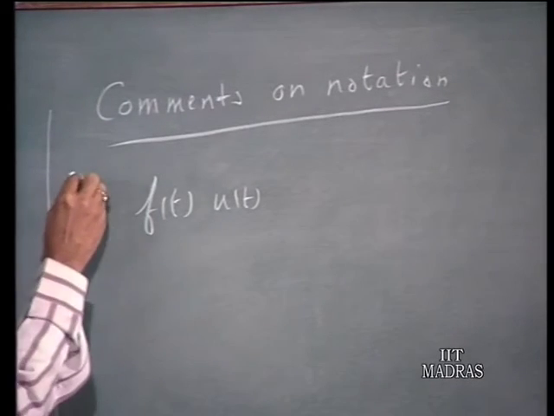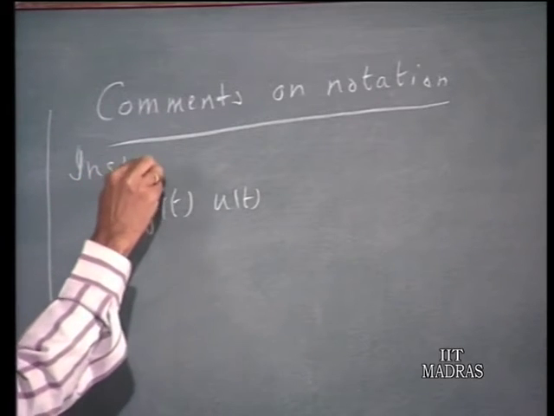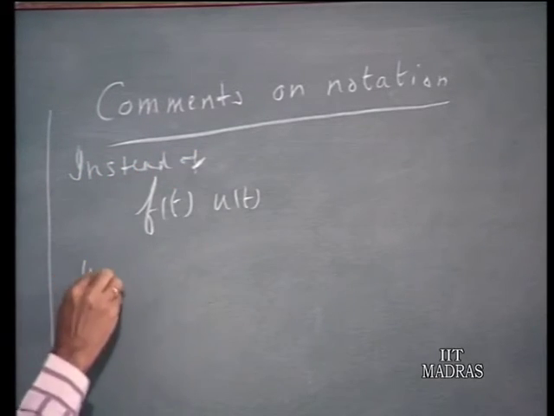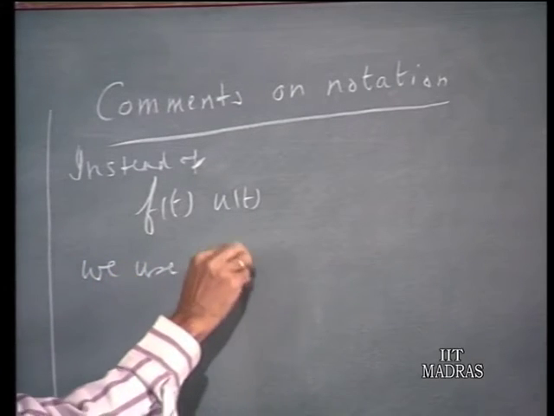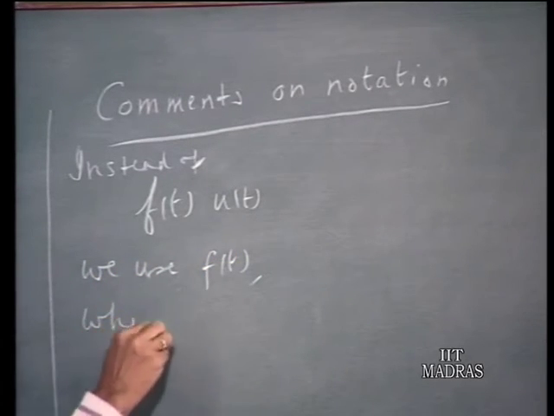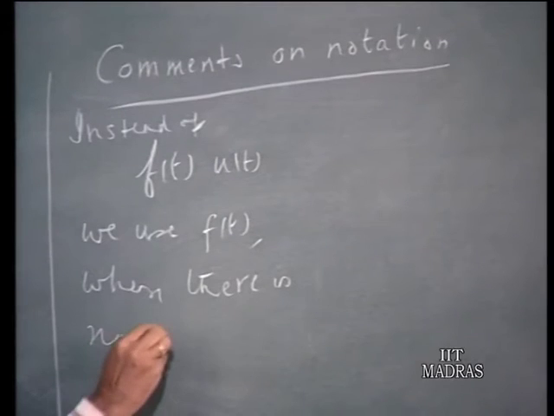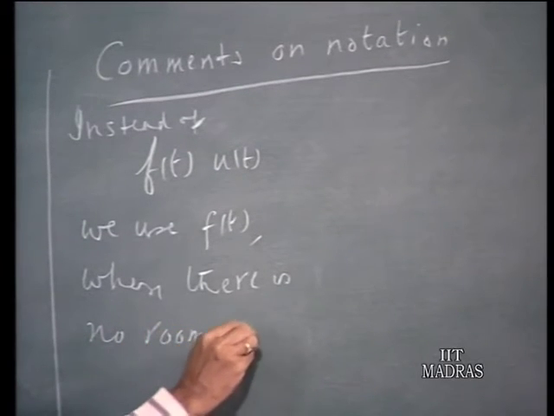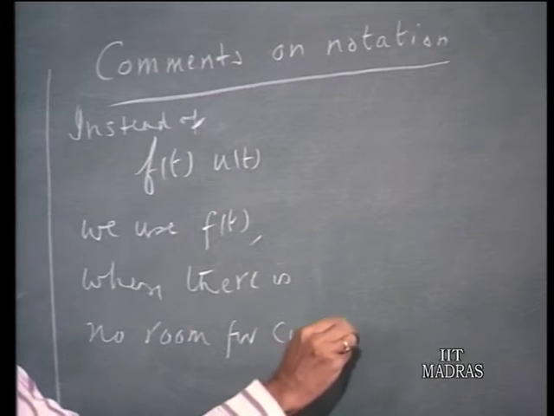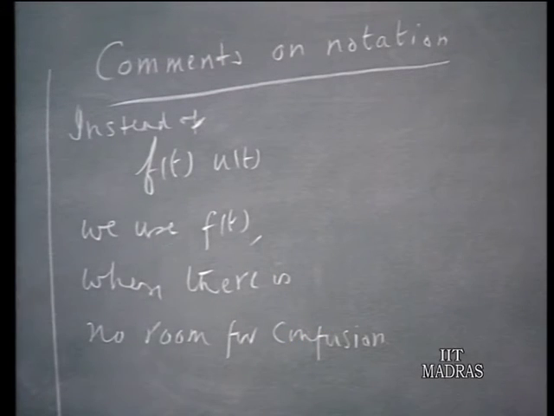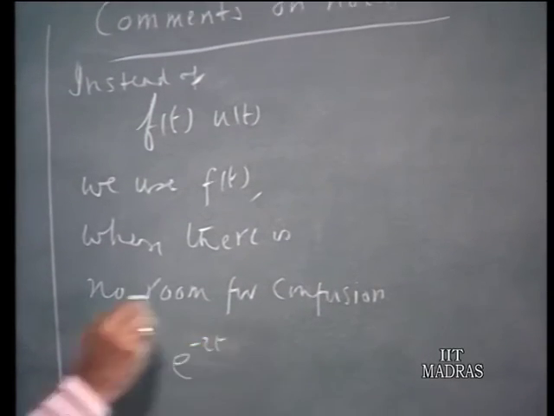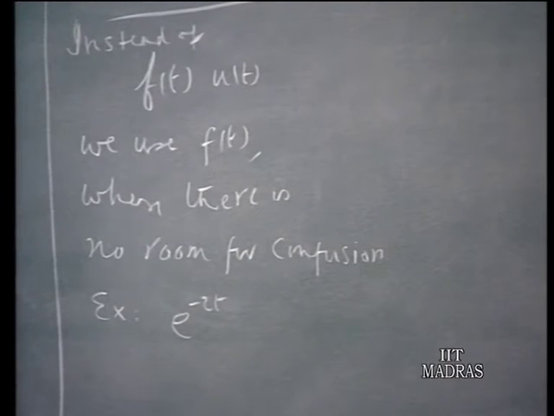Often, instead of f of t u of t, we use simply f of t when there is no room for confusion. In other words, for example, suppose e to the power of minus 2t is f of t, but we can't find the Laplace transform of such a function. We have to find the Laplace transform of e to the power of minus 2t times u of t.